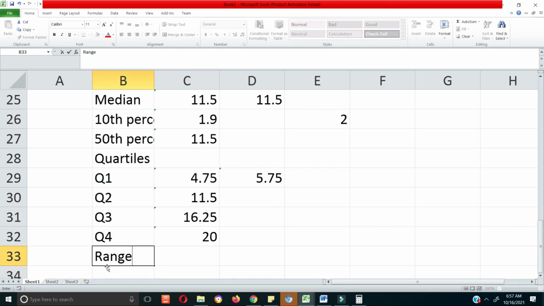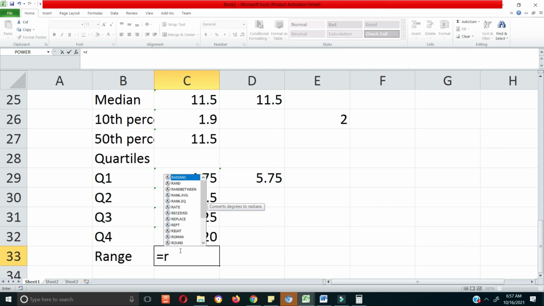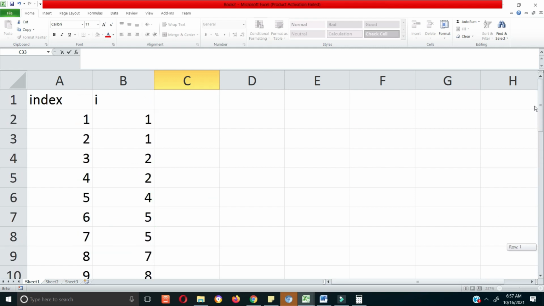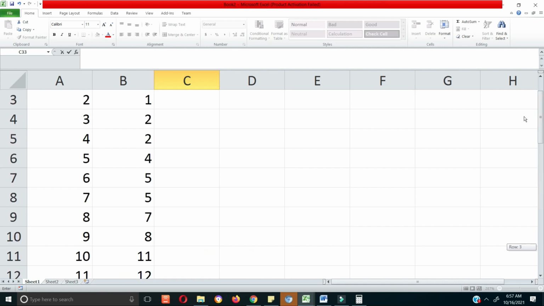Range for our data is going to be... do we have a range function here? Actually, we don't. But it's really easy, because once you've already sorted your data, all you have to do is get the last index, in this case 21, minus the first index, which is 1.